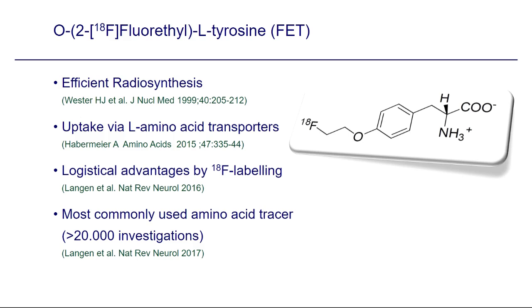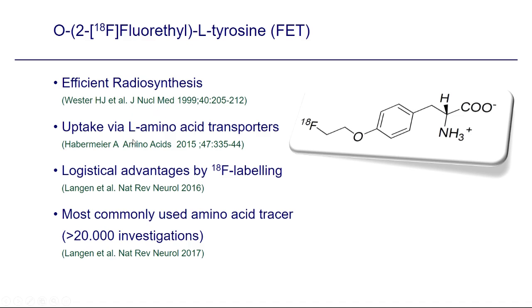The preferred amino acid tracer in our institution is fluoroethyl L-tyrosine. FET has been developed at the research center in the 1990s, and an efficient radiosynthesis has been established in 1999, so that FET can be produced in large quantities. As already explained, uptake occurs mainly by specific transport via LAT1.